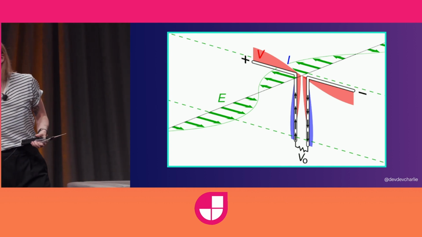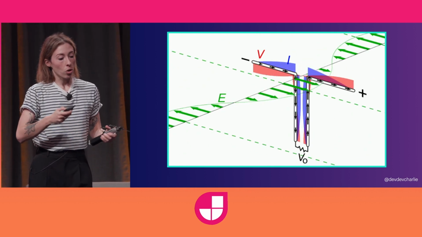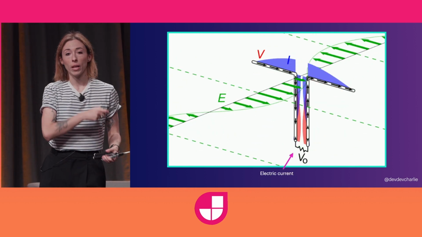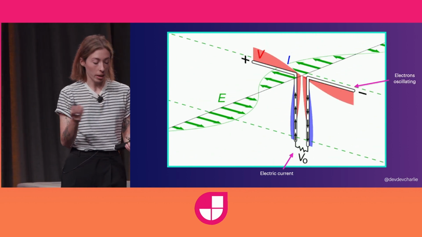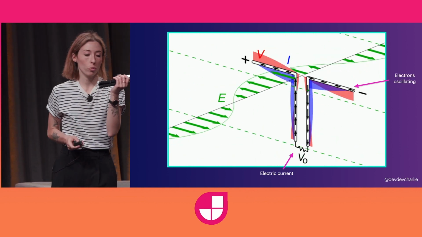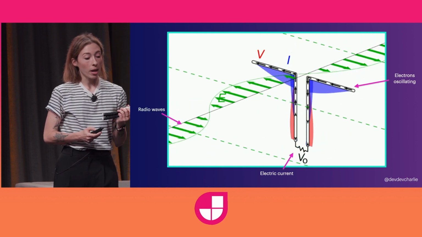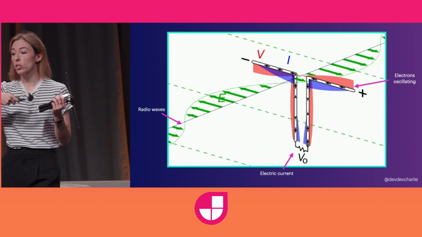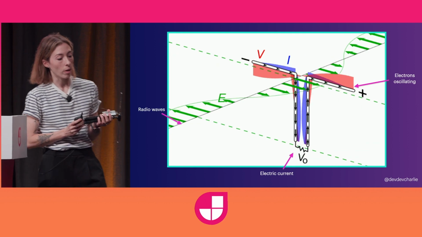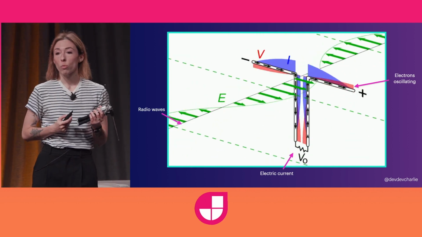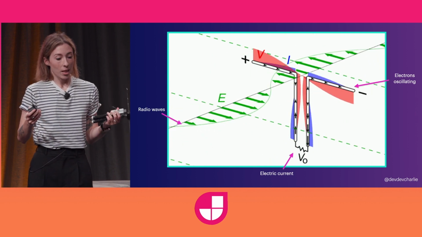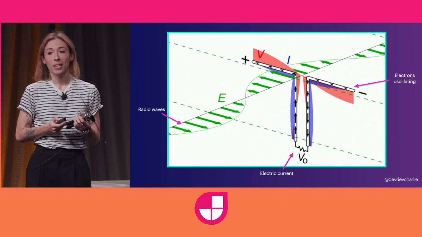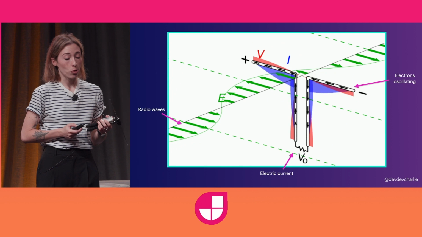So if I just show you a little animation here. You have an electric current that's applied through the antenna, and it makes the electrons oscillate back and forth, I mean, up and down. Usually you would have the antenna like this, and that creates the radio wave. So it disturbs the electromagnetic fields that surround it, and that propagates these waves at the speed of light through the air. So that's cool, okay, but how do you actually encode data into this?